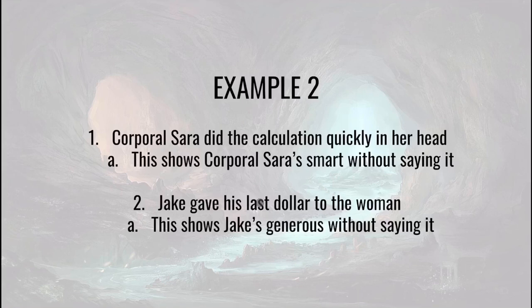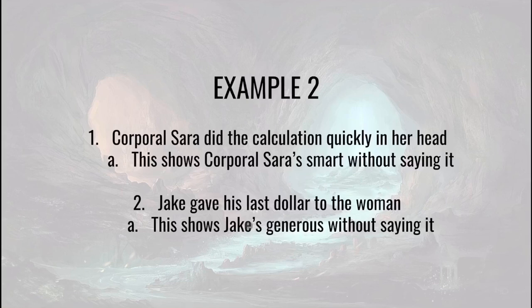So here I'm going to convey the same information that I did in my direct characterization examples, but I'm going to do it indirectly. I'm going to show you my characters doing something, and if you understand why they're doing it, you're going to understand something about their characterization. Corporal Sarah did the calculation quickly in her head. So this shows you that she's smart without me having to say Sarah is smart. I don't directly have to tell you something about Sarah. I'm just going to show you her being very smart. And for the second example, Jake gave his last dollar to the woman. Since it's his last dollar, that suggests that he's generous. I didn't have to say Jake was generous. I just show him doing something that is probably very generous.